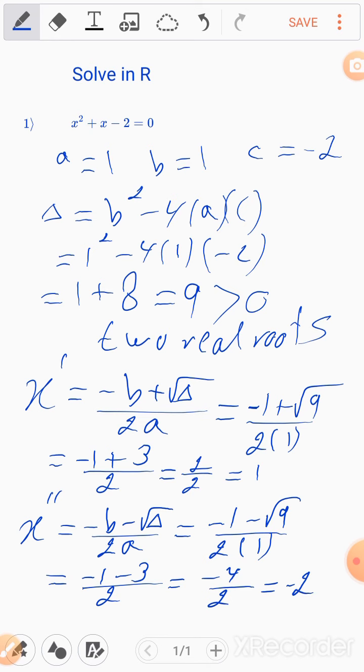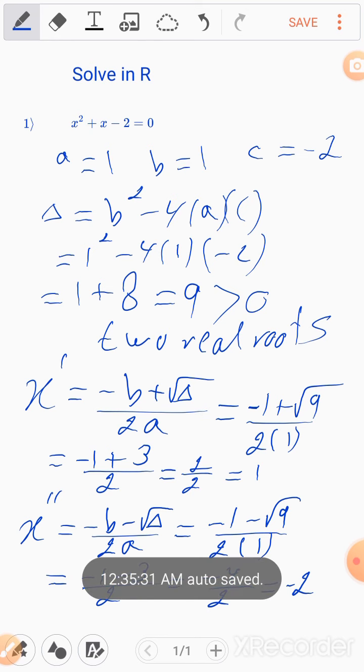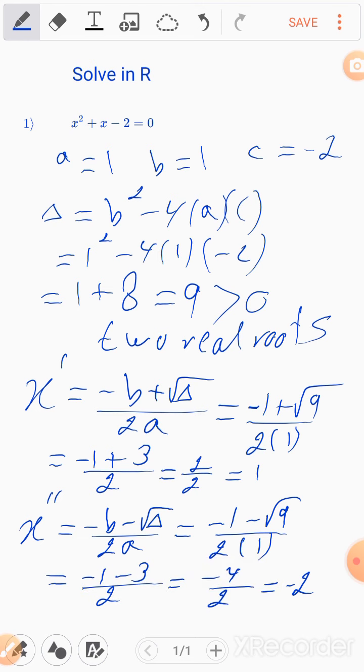The first root is 1 and the second root is minus 2. These two roots are different. As you see, x prime is 1 and x second is minus 2. These are the roots of this quadratic equation.